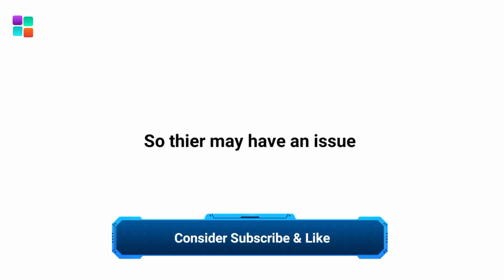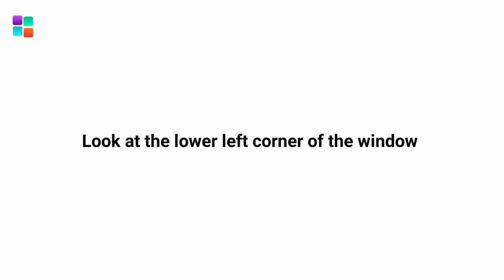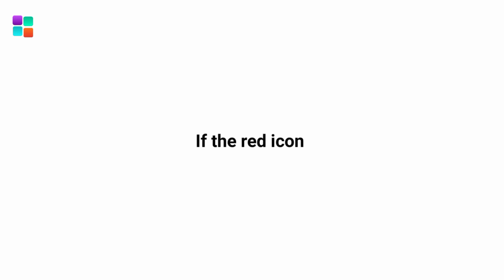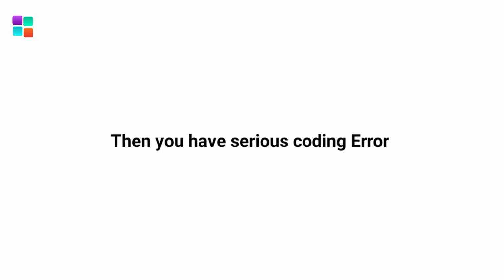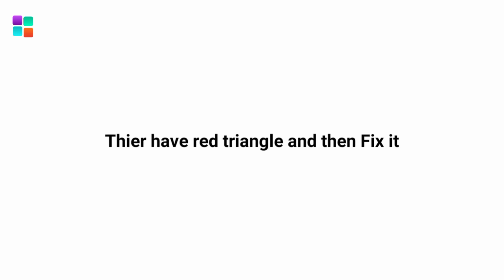There may be several issues behind the DX execution failure, so let's discuss what is causing this DX execution error. One: in the blocks editor, look in the lower left corner of the window for the yellow and red triangle icons. If the red icon has a value larger than 0, you have a serious coding error. Find the block in your code that has a red triangle and fix it.